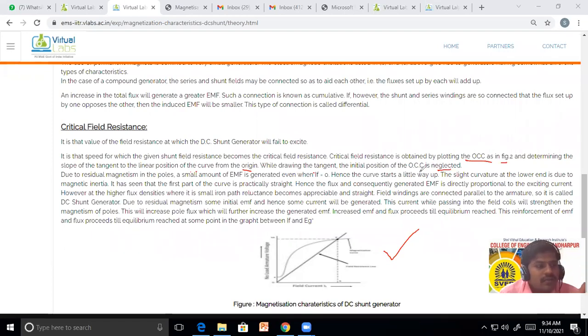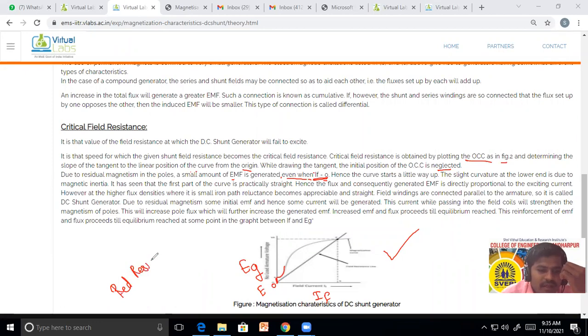Now due to residual magnetism in the pole, a small amount of EMF is generated even if IF equals 0. See these characteristics: here is the 0 value. This one is the field current IF, and this one is the induced EMF E or generated EMF EG. The curve starts from here, so up to that point some EMF is present, and this EMF is due to the residual magnetism in the pole.